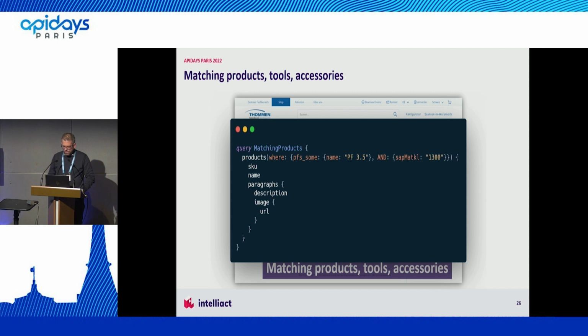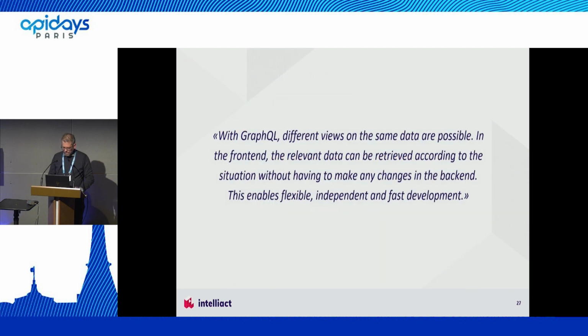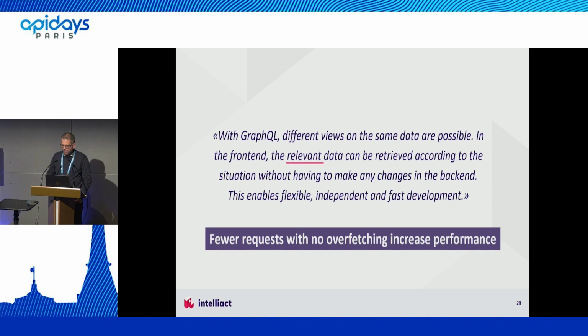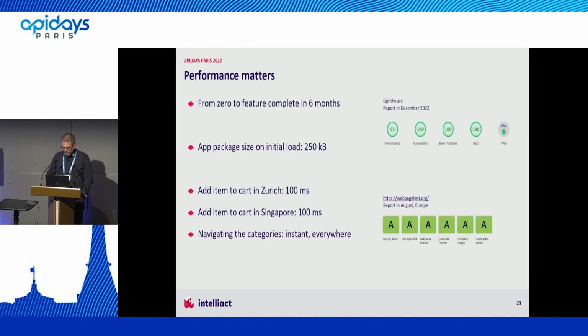Well, it's the same for matching products, that we can query the products and the product relations to find the products matching in the platform. So with GraphQL, different views on the same data are possible. And in the front end, the relevant data can be retrieved according to the situation without having to make any changes to the backend. And fewer requests with no overfetching increase the performance. So we have a very fast front end with a very high Lighthouse score and so on.